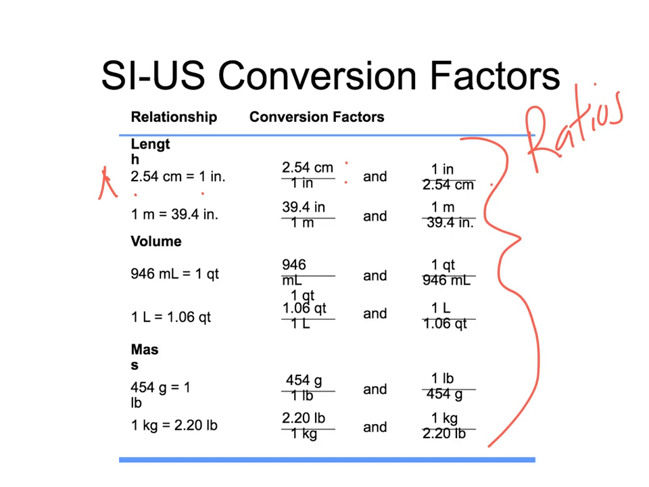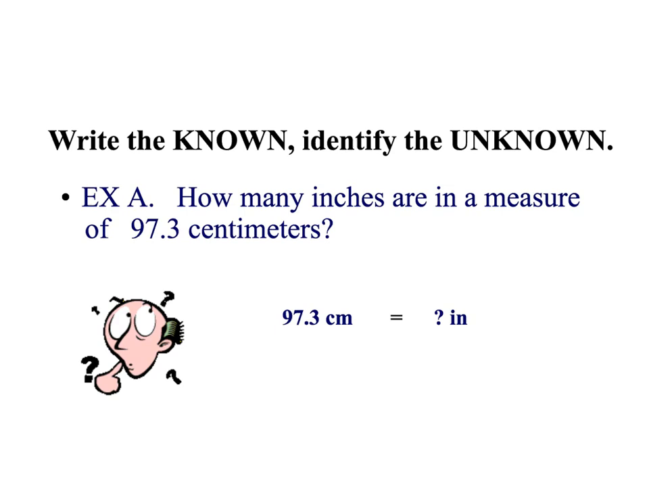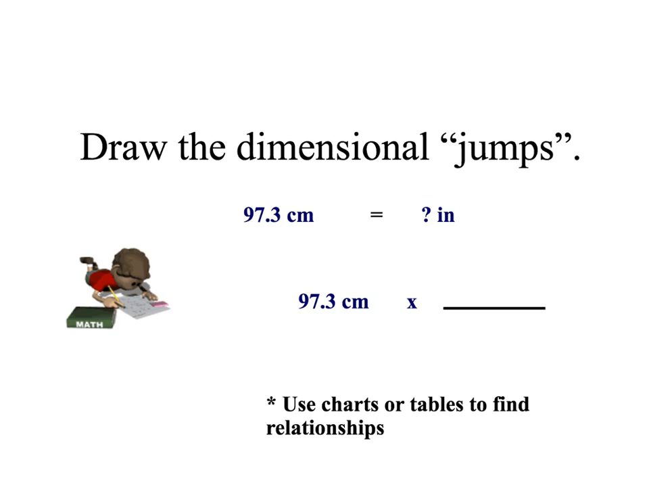We can multiply a value by any of these ratios, and we have not changed the value of our measurement. So how do we do this? The first step, we write the known and we identify the unknown. Here, how many inches are in a measure of 97.3 centimeters. We know we're going to start with centimeters. We want our answer to be in units of inches. We go to the chart that we just saw, and we look for a relationship between centimeters and inches.